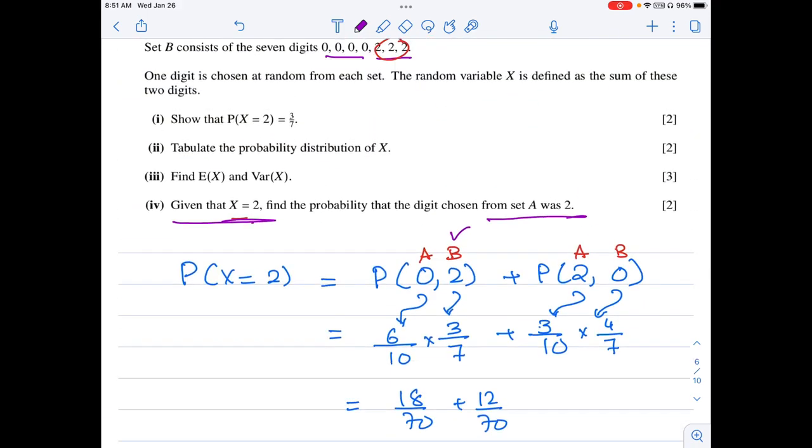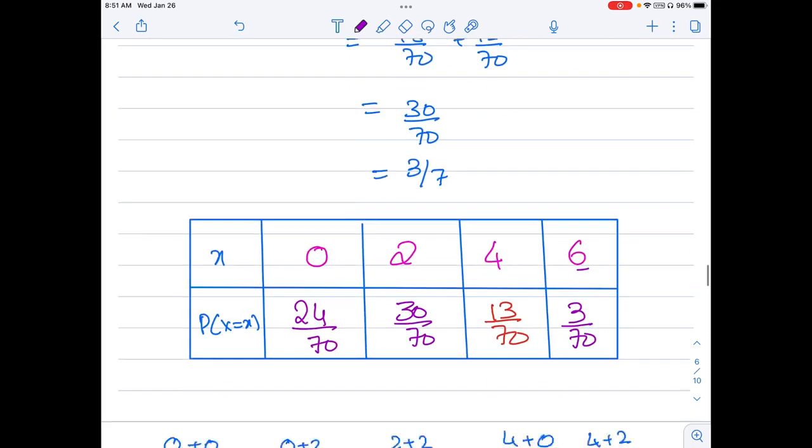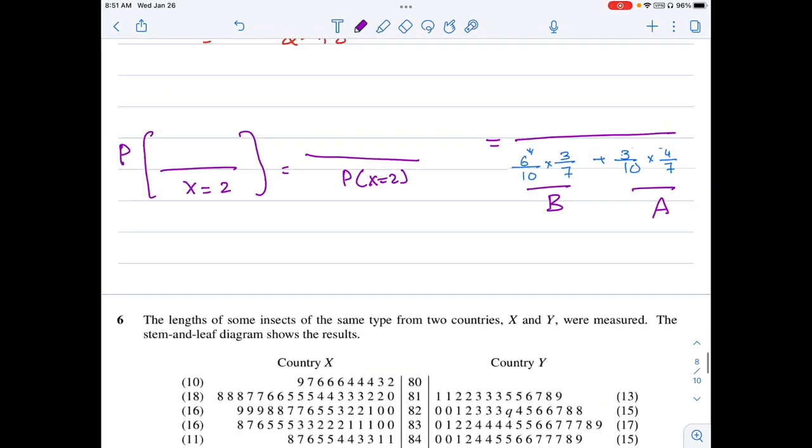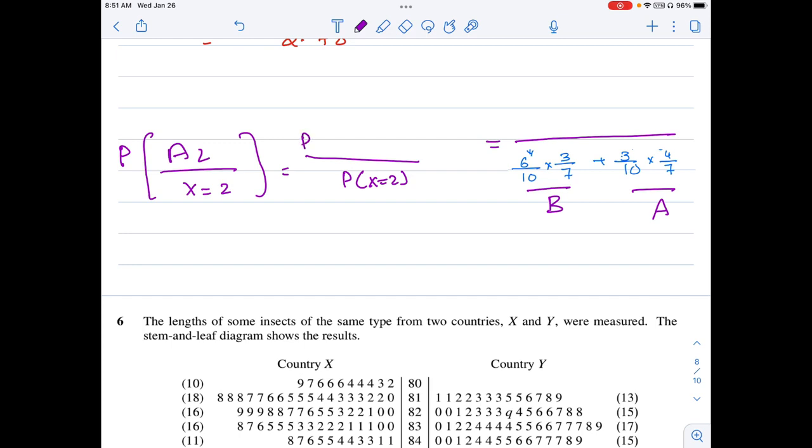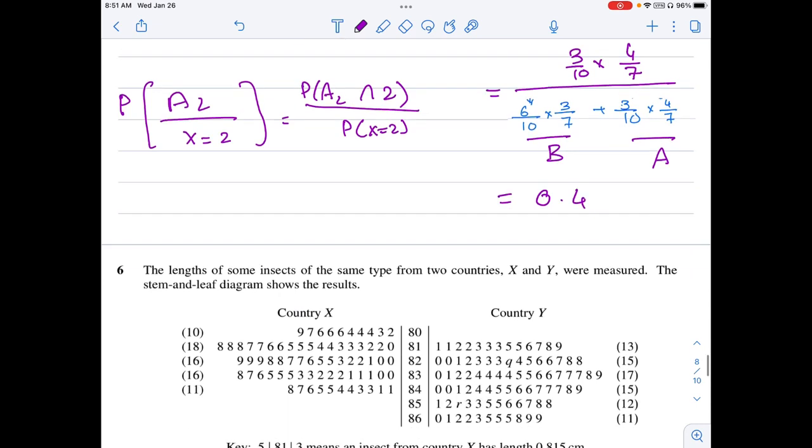Given that x is equal to 2, find the probability that the digit chosen is from set A and was 2. Set A and was 2 is nothing but this one. So from set A, it was to be 2. So probability of A intersection 2. That part goes to the numerator. So write the denominator first. After the word given, whatever is there should be written in the denominator. A part of it goes to the numerator. Which part? That will be asked in the probability. It is from the set A. So set A part goes to the numerator. So simplify that. It's going to be 0.4.